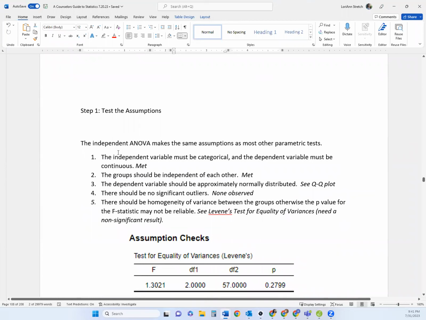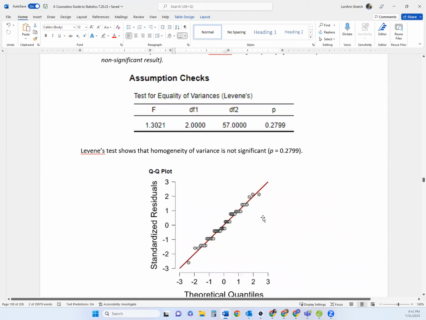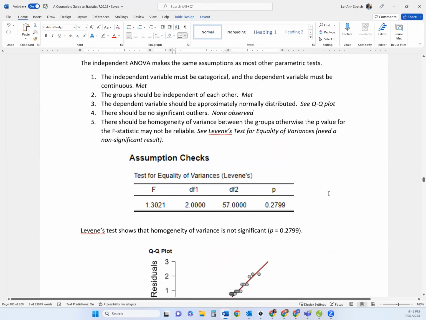Step one. So for an independent ANOVA, the independent variable must be categorical. That was the thickness. The dependent variable must be continuous. That was our pleasantness, both met. The groups for both have to be independent. Yes, you couldn't be thick, medium. You had to be thick, medium, or thin. You couldn't be one of two. Dependent variable should be approximately normally distributed. We saw that in our QQ plot, which is right here, where it looks pretty normally distributed across that line.